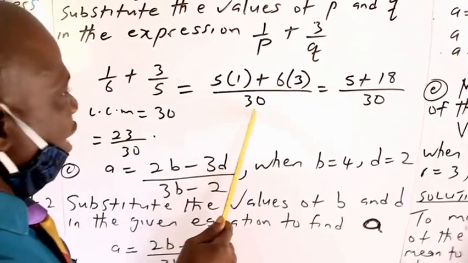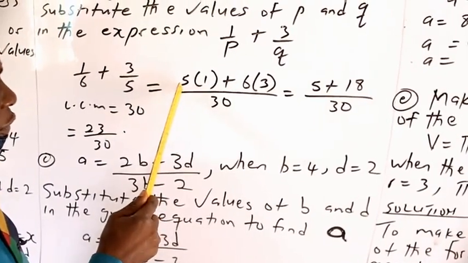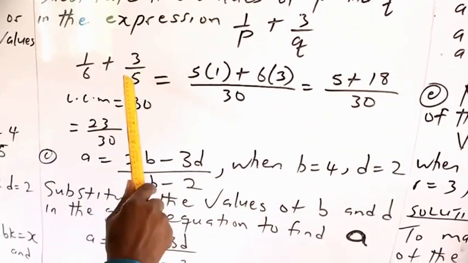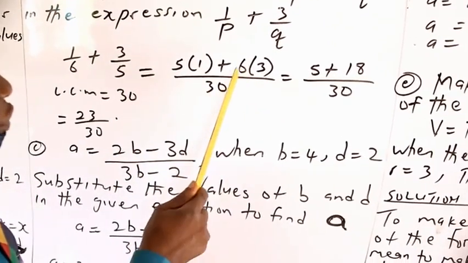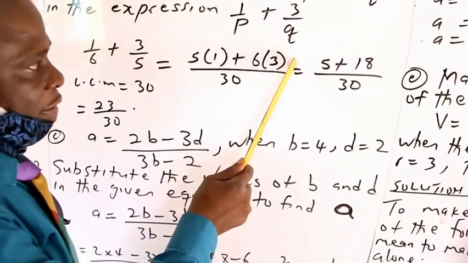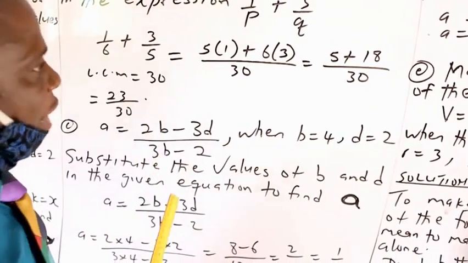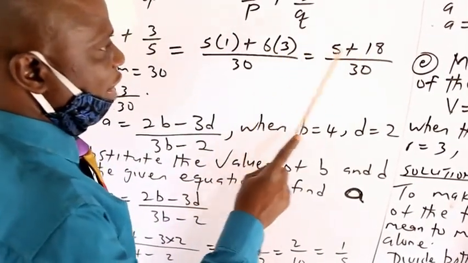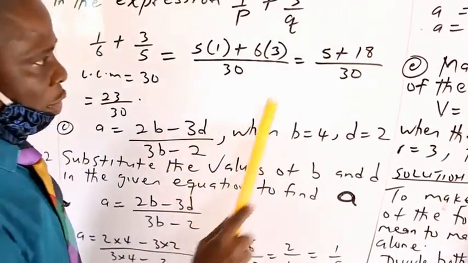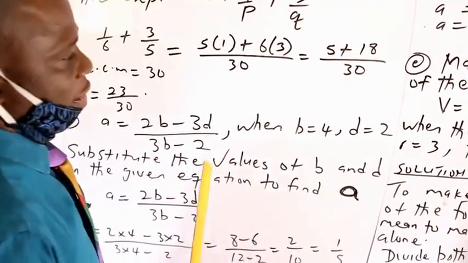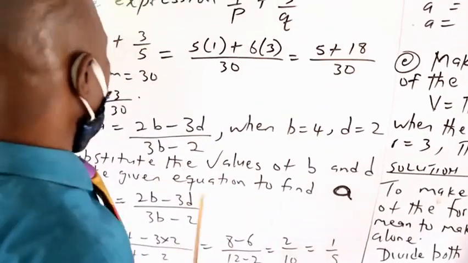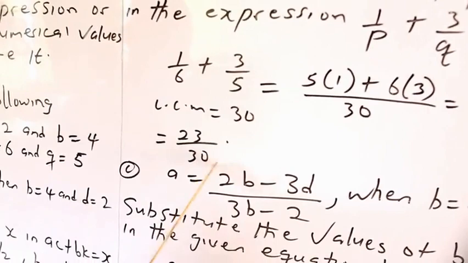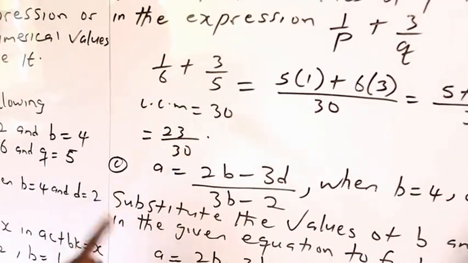6 in 30 gives you 5, times 1, plus 5 in 30 gives you 6, times 3. You remove the bracket. 5 times 1 gives you 5. 6 times 3 gives you 18, over 30. Add 5 and 18 together, it will give us 23 over 30. This is the final answer.